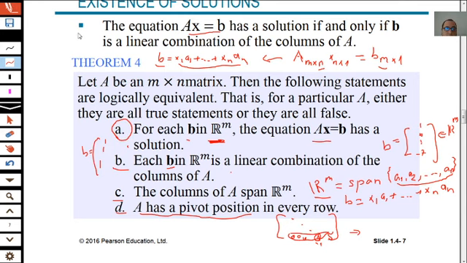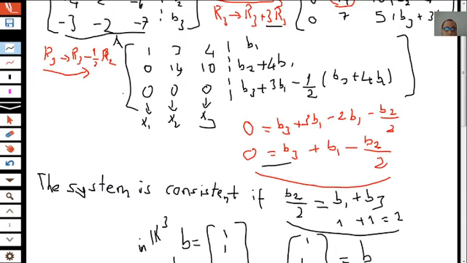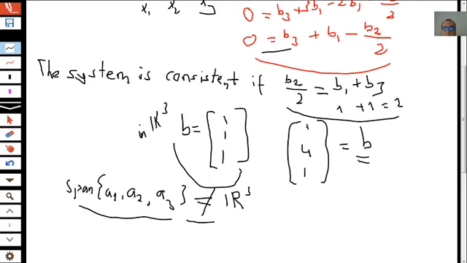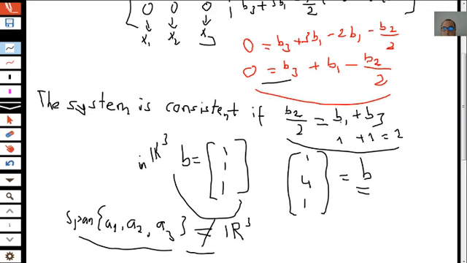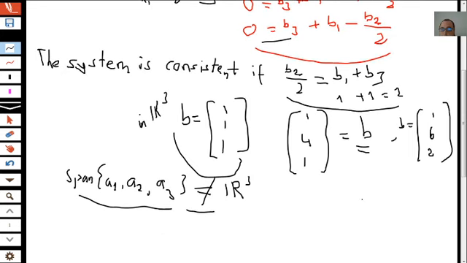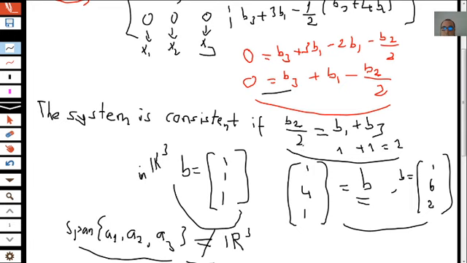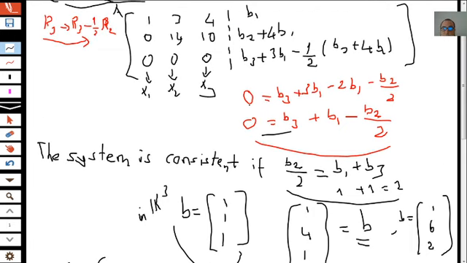But we have infinitely many vectors for b, like 1, 4, 1. You can write any other numbers, like 1, 2, so b can also be 1, 6, 2, because 3 times 2 becomes 6. You can increase examples for b satisfying the equality, which means we have at least one solution here.